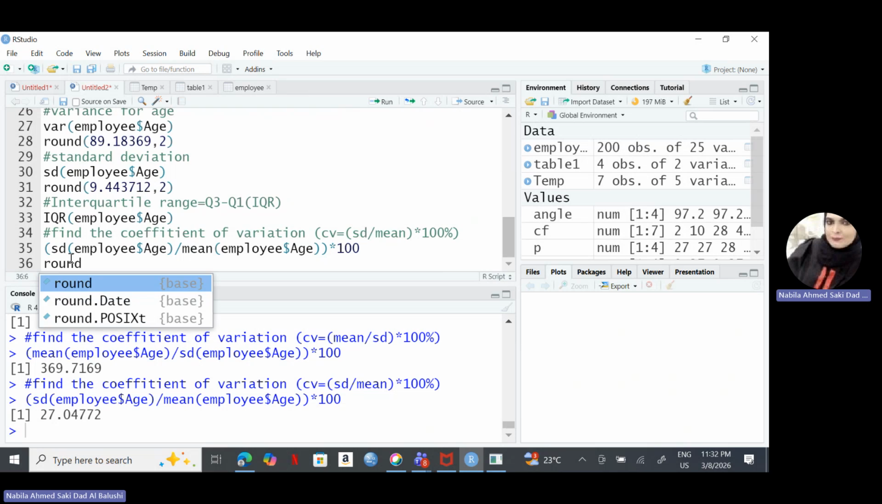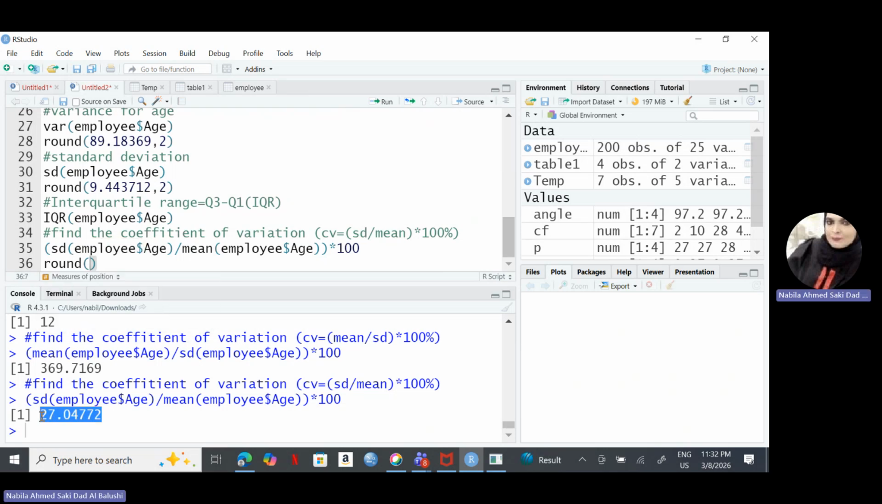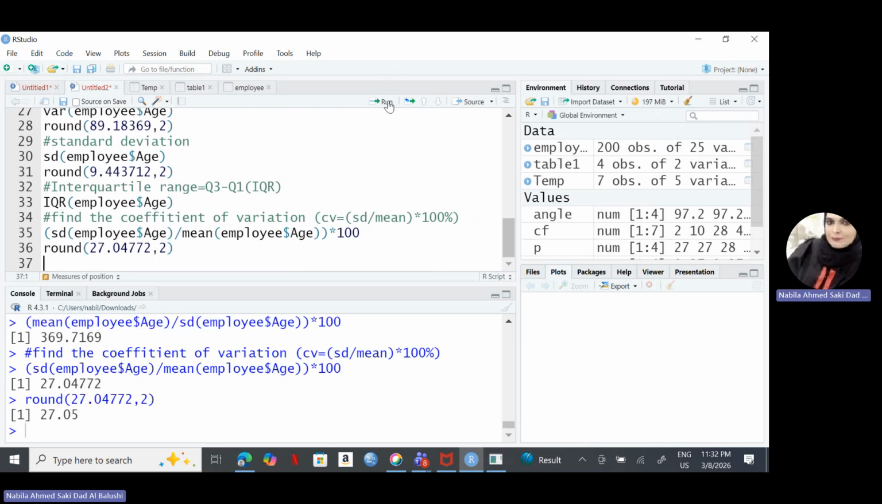Round your answer. Let's say we want to round it to two decimal places. Run the codes. You get your answer in two decimal places. So this is regarding the data description.